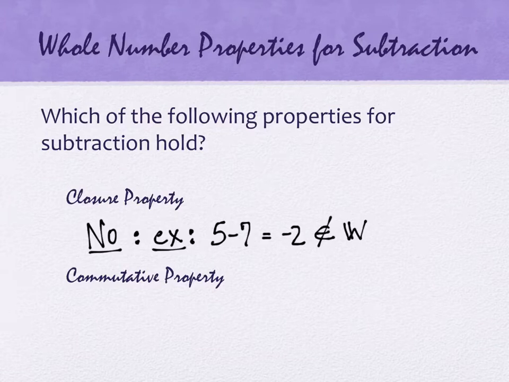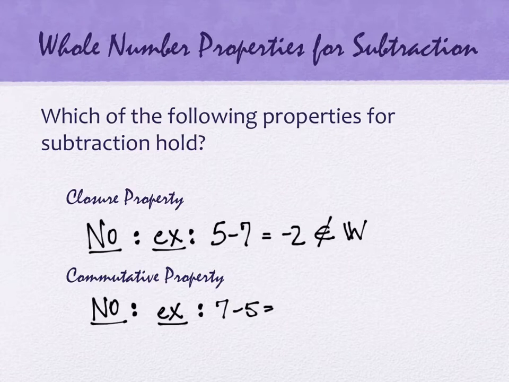What do you think about commutative? Does commutative work with subtraction? Nope, it doesn't work either. Can somebody give me an example? 7 minus 5 equals 2. 5 minus 7 equals -2. Right, so 7 minus 5 would have been fine, but 5 minus 7 was not so fine. And the gist on this one really has to do with the fact that these are not equal when I've done them at the end, right? Yeah. So commutative property doesn't work.